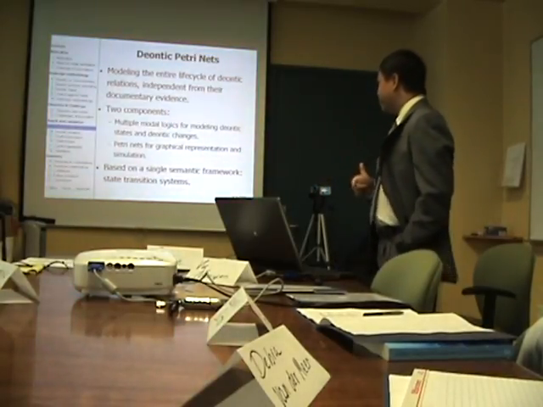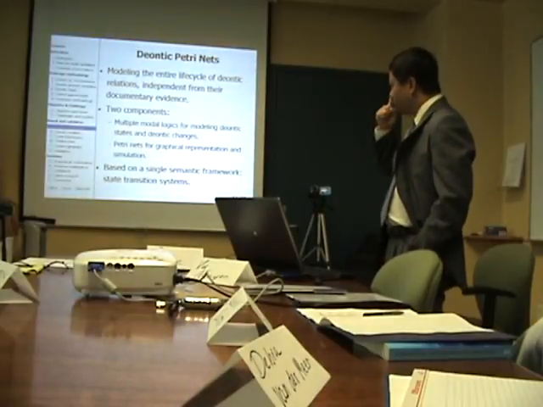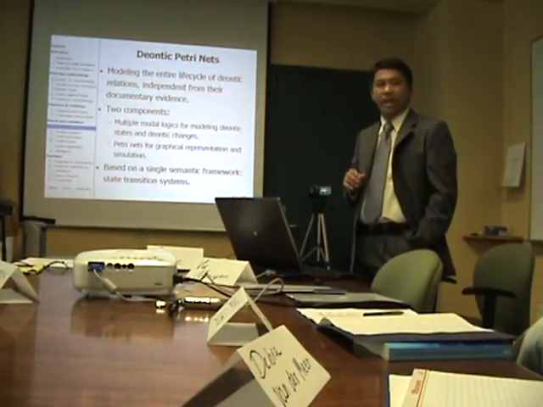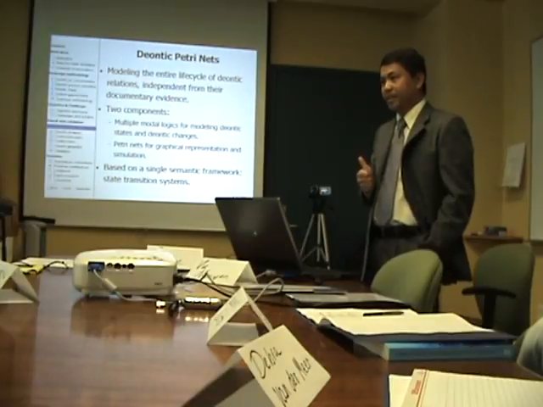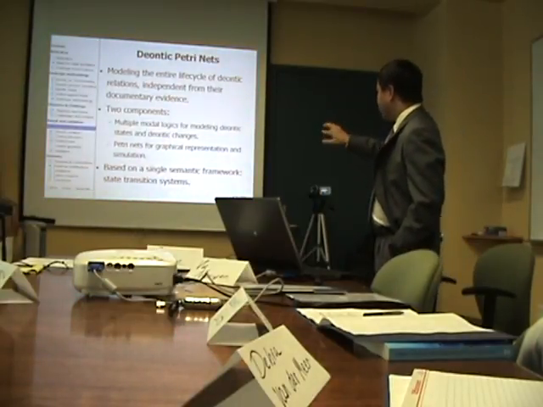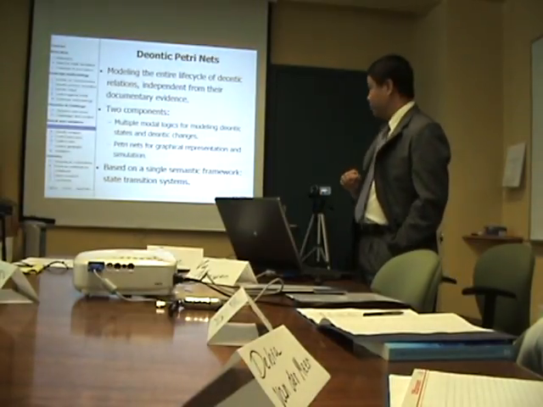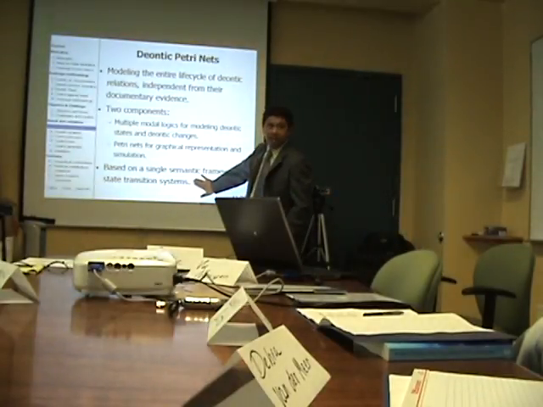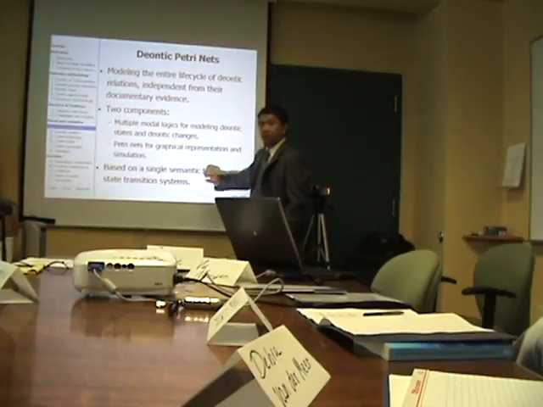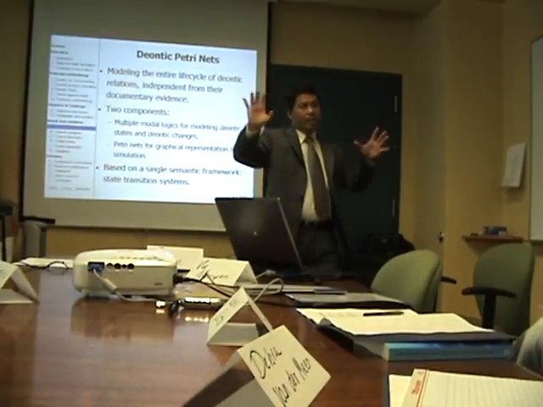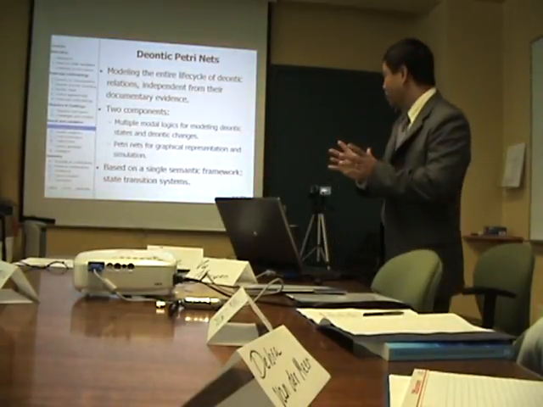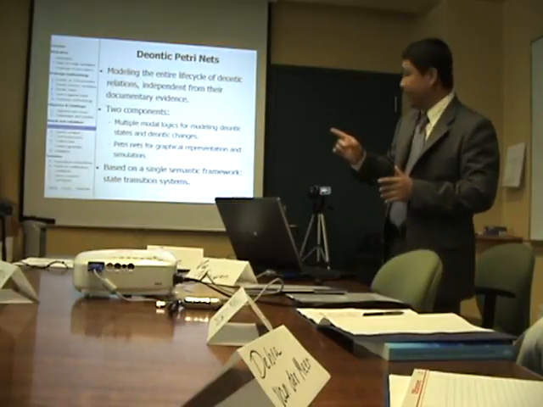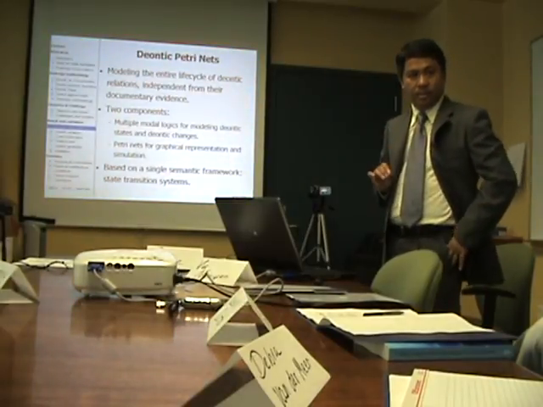And the second component is the Petri net component. The Petri net component here is very simple. It's based essentially on the concept of event and condition nets, for the purpose of representation and simulation. The essential thing for me, my main contribution, is to define the two different components in a single semantic framework based on the concept of state transition system.